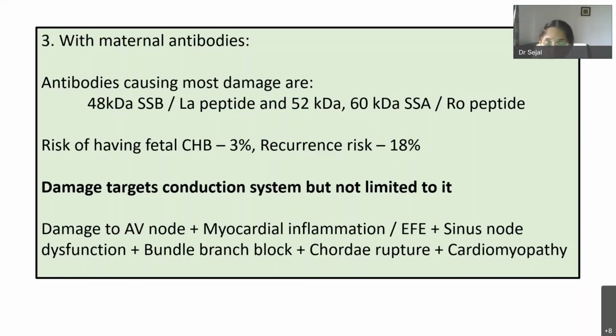Second important thing is if the mother is antibody positive, don't keep focusing only on development of heart block. Remember that the impact can be much beyond the AV node. For example, it can affect the sinus node, the bundle branch, the myocardium, the chordae, etc. So you can have sinus node dysfunction, myocarditis, cardiomyopathy, ventricular dysfunction, etc. Whenever this picture comes in front of you, always remember to see the baby as a whole and do not only keep focusing on the rhythm assessment.